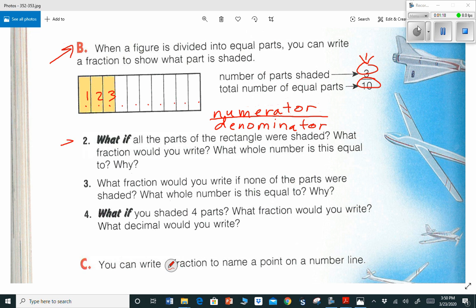Okay, so here's a question for you. What if all the parts of the rectangle were shaded? What fraction would you write? So if all 10 parts were shaded, that would be 10 parts shaded over 10 parts total.